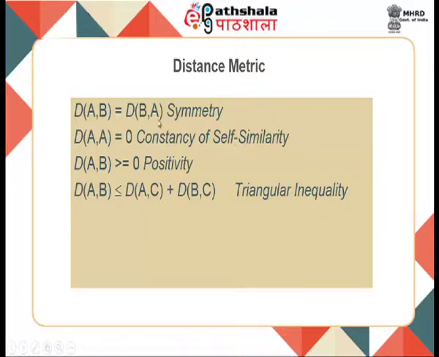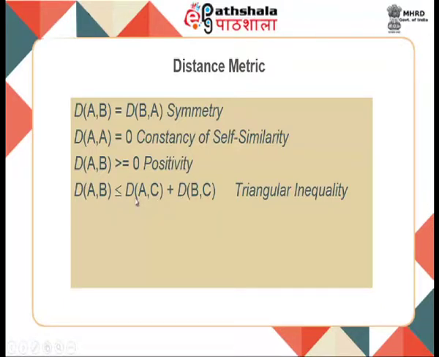Also you can recollect that the distance between 2 points A and B is equal to the distance between B and A. This is called the symmetry property. The distance between a point and the very same point is going to be 0. This is called the self-similarity property, and we have already stated that the distance is always going to be a non-negative number. That means the distance between 2 points A and B is greater than or equal to 0, and this is called the triangular inequality.